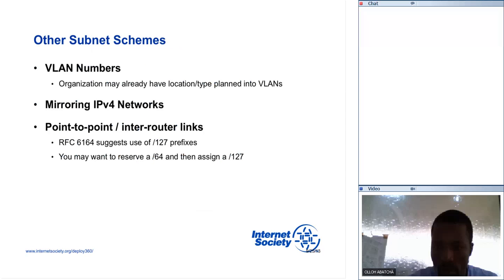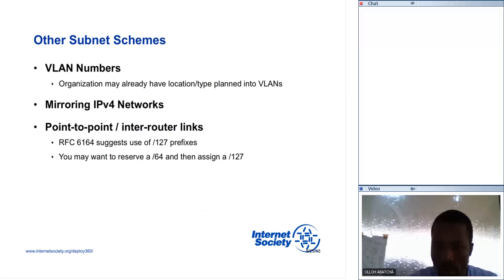We also mentioned that there are other subnet schemes out there. Rather than the mechanisms I talked about here, where you're assigning on location, use type, business unit, that type of thing, some places may want to use VLAN numbers. They already have them, if they've already set up a mechanism where you can do that. Or you might want to mirror the IPv4 networks that are out there.